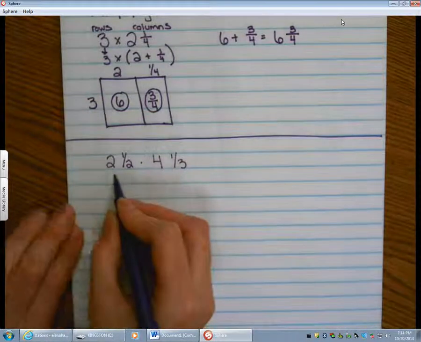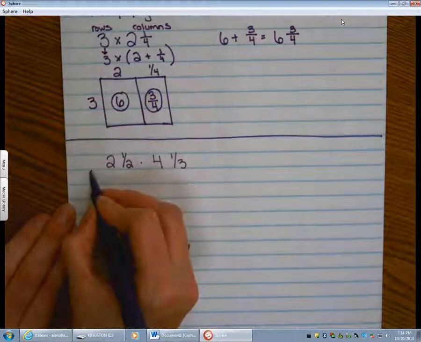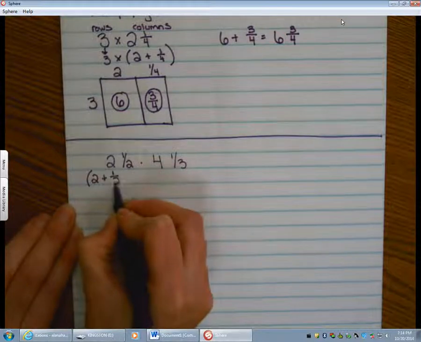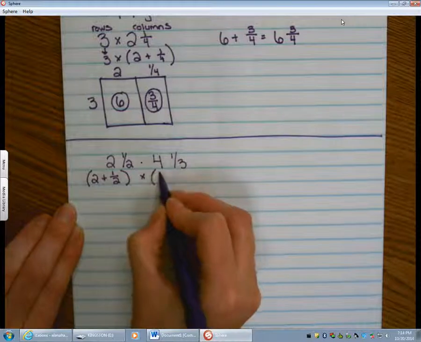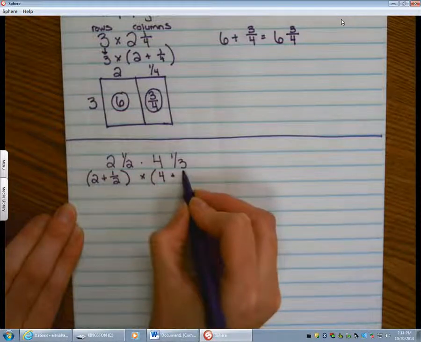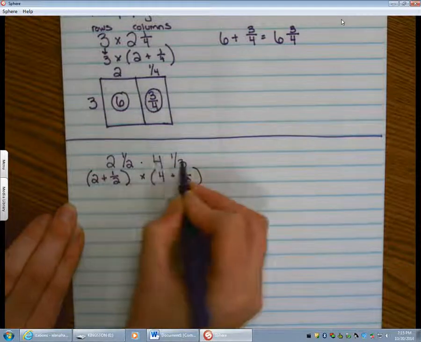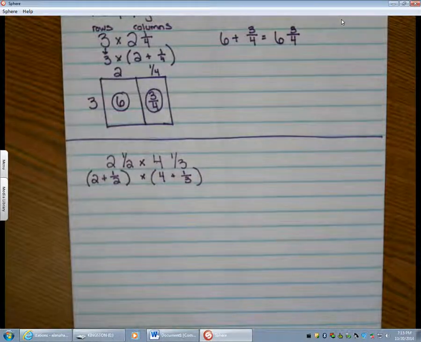Once again, I want to split up my number so that I'm dealing with just my whole number plus its fractional part. And of course, I'm multiplying that times 4 plus 1/3. And 4 plus 1/3 will bring me back to 4 1/3. I haven't changed the value of either number. I've just separated them into their whole numbers and the fractional part.